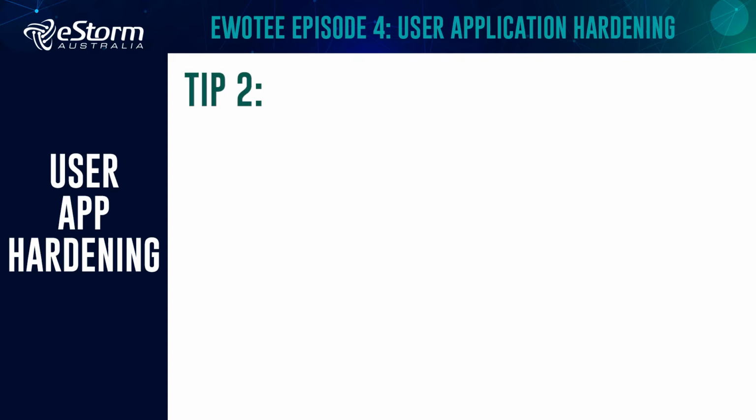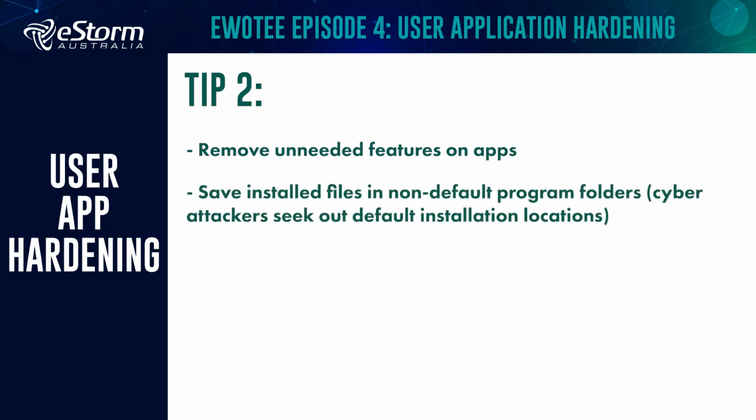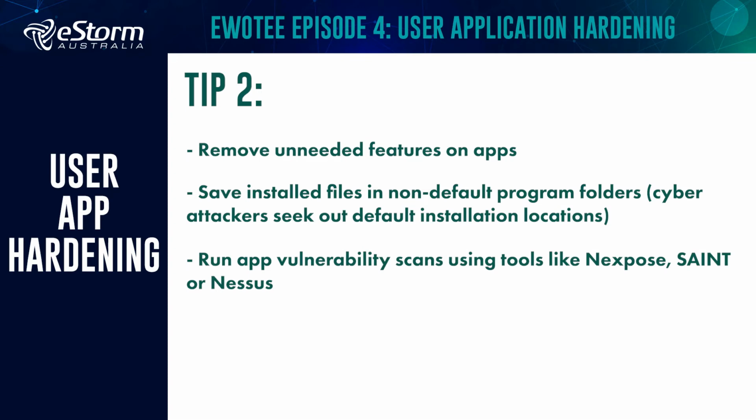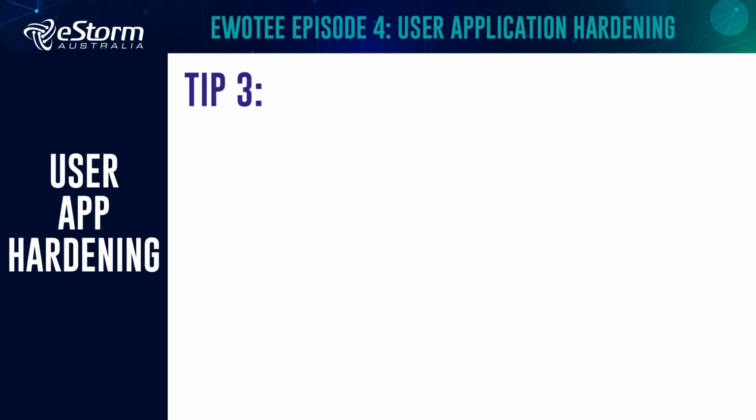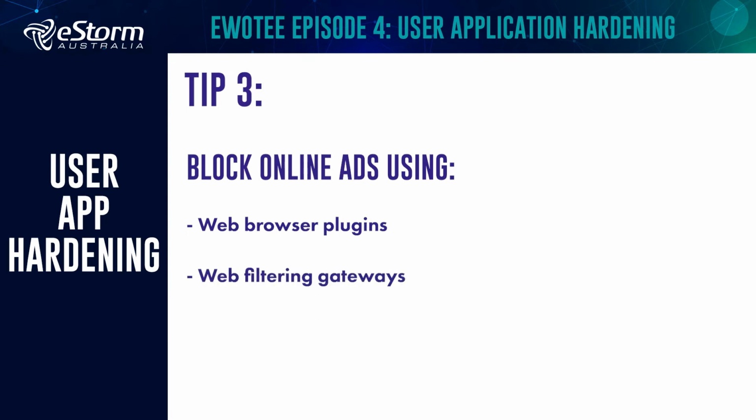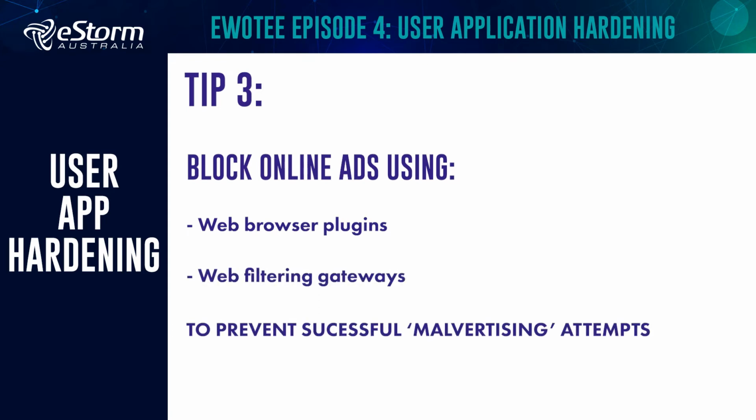So number 2, additionally, ensure you remove features and applications that you do not need, and save installed files and non-default program folders to trick cyber attackers, who will often seek out these default installation locations. You can also run vulnerability scans using tools to locate vulnerable files and applications. And number 3, finally, use a web browser plugin or web filtering gateway to block online ads, as cyber attackers often create malicious ads called malvertising to compromise websites and systems.